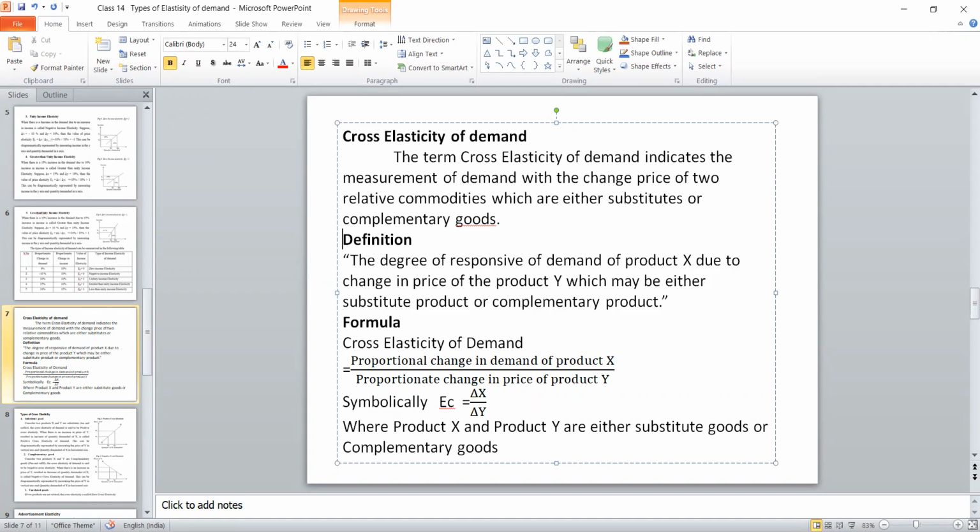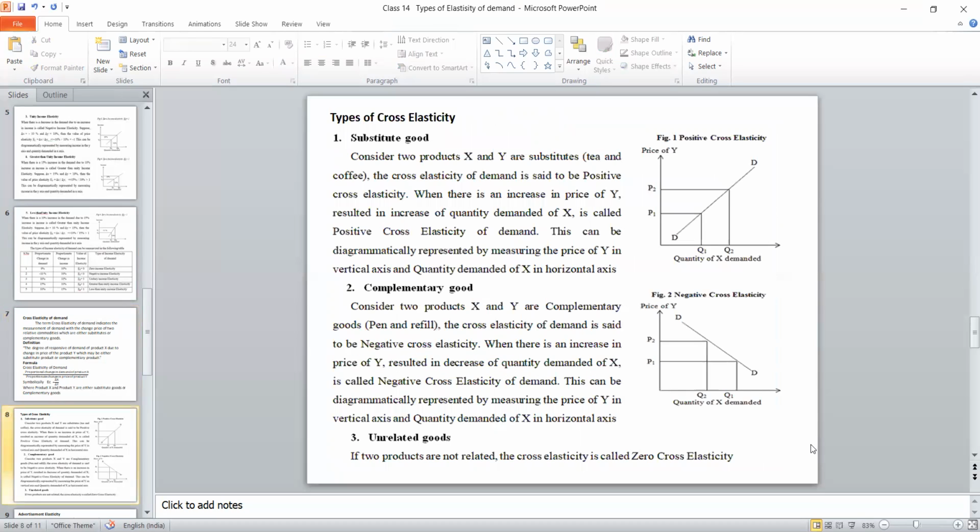So accordingly, the formula gets changed. In both ways, we have to give the changes in proportion, but the change in the price of the substitute decides the change in the demand. The formula is proportionate change in demand for product X divided by proportionate change in price of product Y. Symbolically, EC equals delta X by delta Y. The same way, we can give some numerical example. Here the types will be only two: either cross elasticity by substitutes, or cross elasticity by complementary goods.